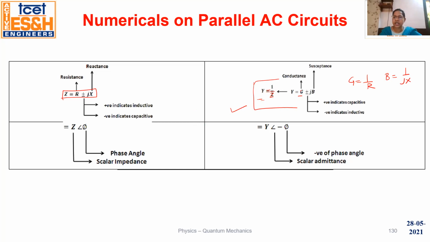So this is the conductance, this is the susceptance, this is the admittance. In case of admittance, the plus sign is taken to indicate the capacitive circuit, whereas the minus sign is taken to indicate the inductive circuit.